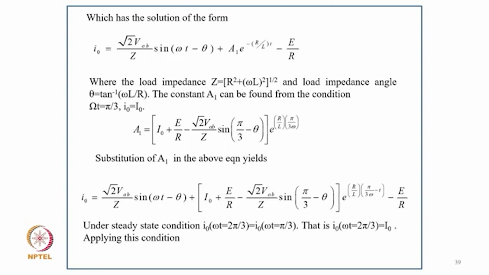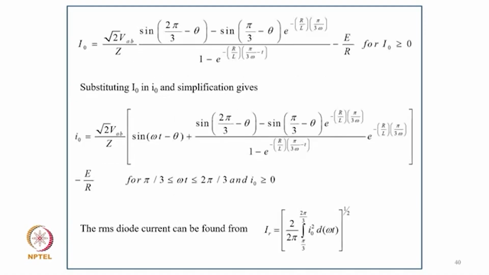So the solution for i in the above equation yields i0 = √2 VAB/Z sin(ωt − θ) + (I0 + E/R − √2 VAB/Z sin(π/3 − θ)) e^(−R/L (t − π/(3ω))) − E/R. So under steady state condition, i0 at ωt = π/3 equals i0 at ωt = 2π/3. That is the reason i0 at ωt = π/3 equals capital I0.